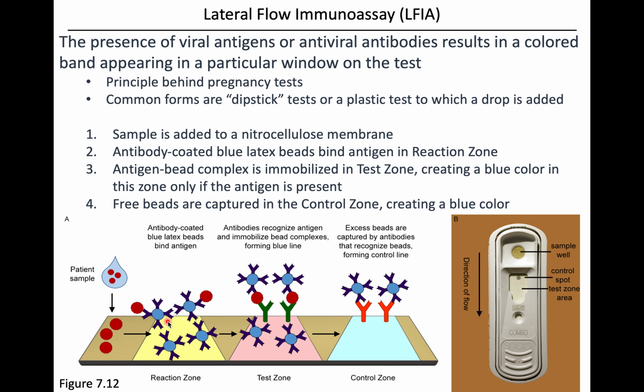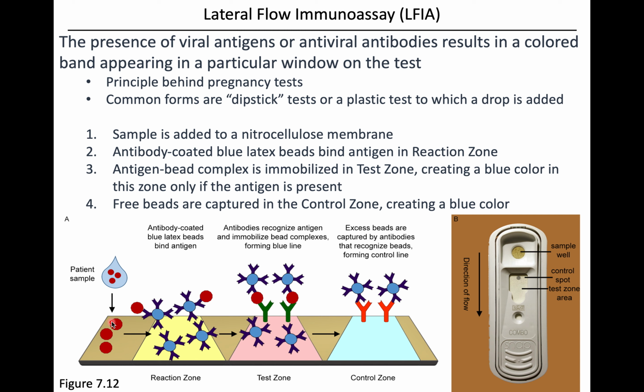The test zone has antibodies anchored that will also recognize that same viral antigen. So now if any of those beads picked up antigen in the reaction zone, those beads will get collected by the antibodies here in the test zone. If the serum sample was negative, right, none of those beads would have picked up antigen, and they won't get stopped in the test zone, and they'll just keep flowing on through. But if they do get collected here, then we get a line or a spot, right, in the test zone.